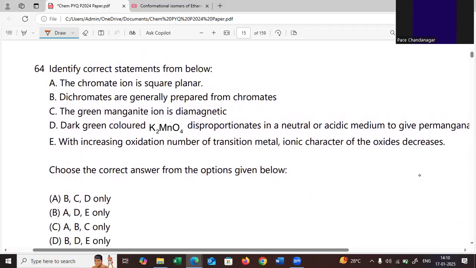Okay, next, identify the correct statement from the below. The chromate ion is square planar. No, what is the chromate ion? CrO4 minus 2. CrO4 minus 2 is not square planar. It is tetrahedral. So this would be your tetrahedral complex.